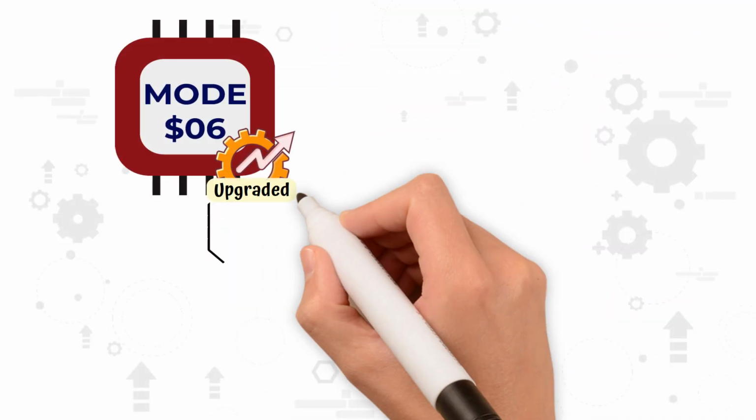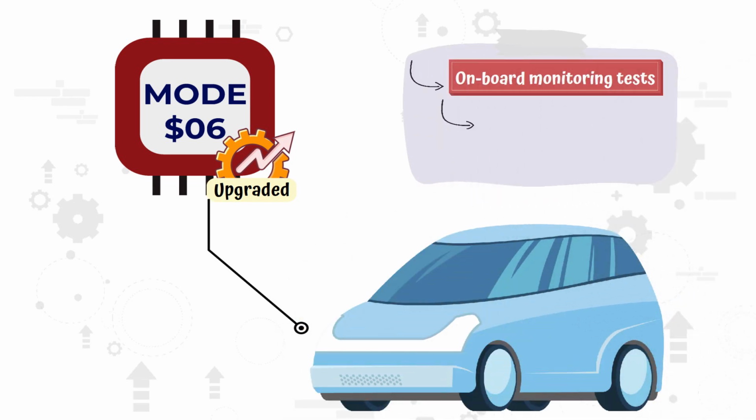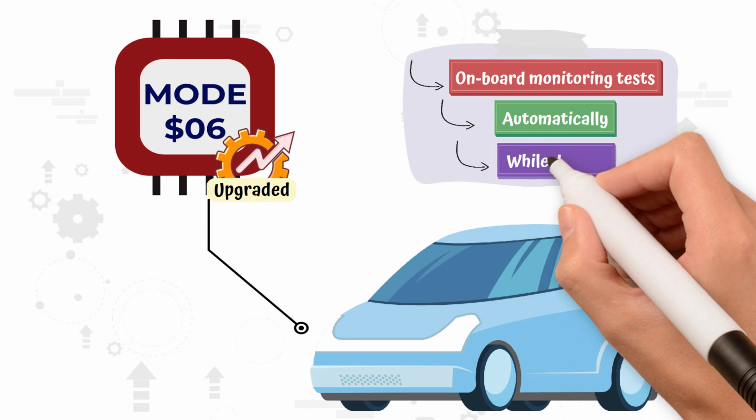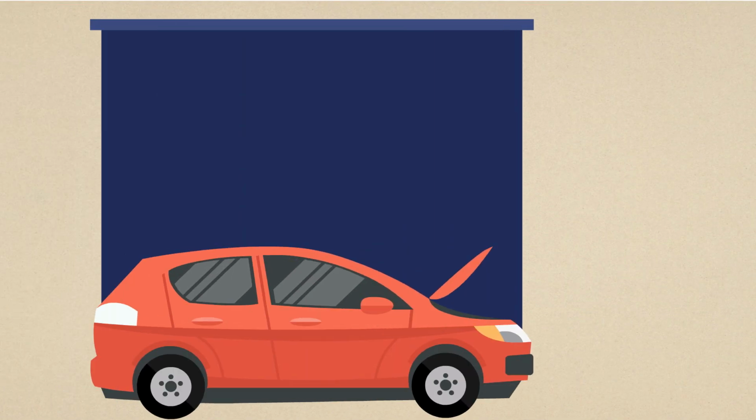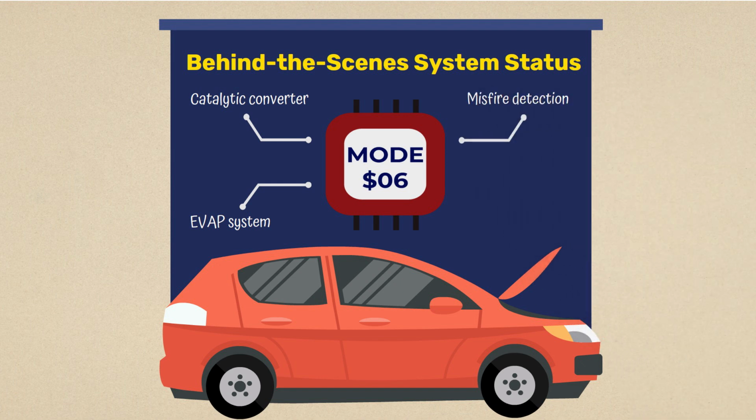As an upgraded diagnostic mode, Mode 6 allows access to the results of onboard monitoring tests that your vehicle performs automatically while driving. It gives you a behind-the-scenes look at the status of emission-related systems, including the catalytic converter, the evaporative emission control system, misfire detection, the exhaust gas recirculation valve, and yes, the oxygen sensors as well.